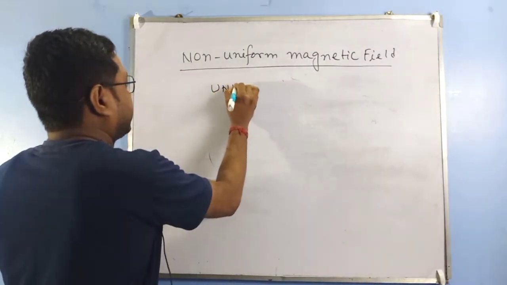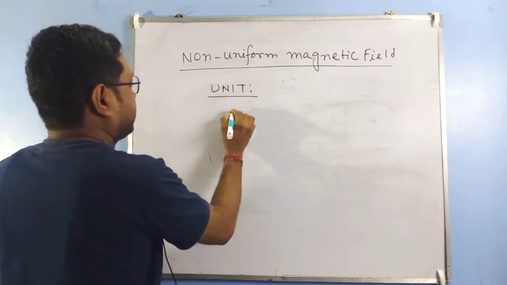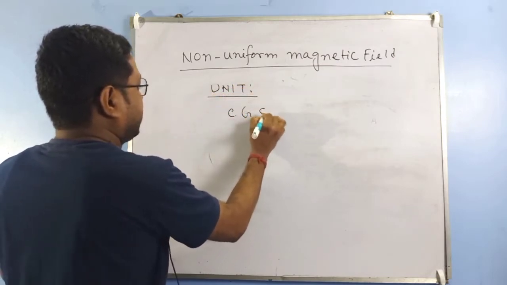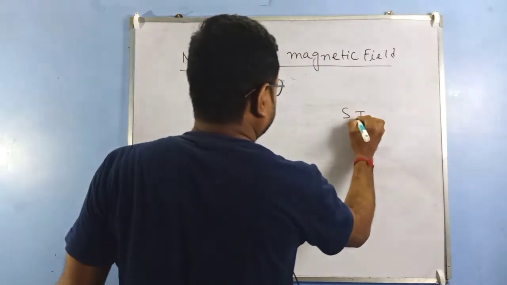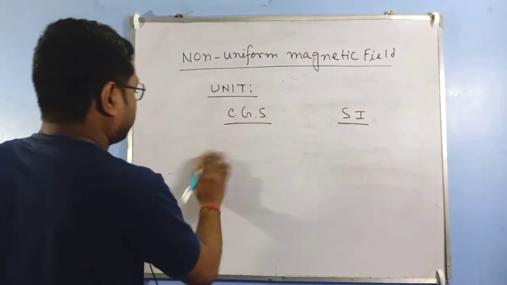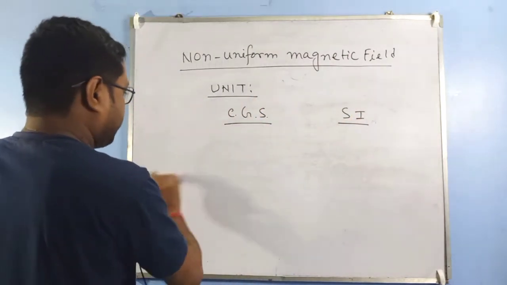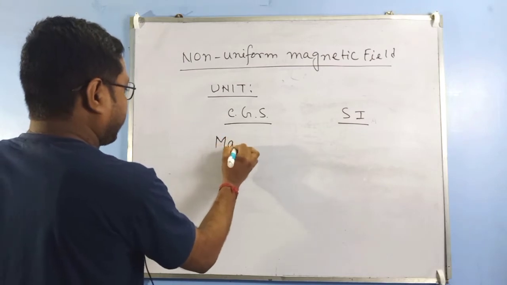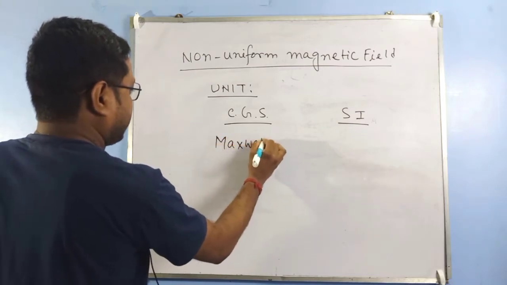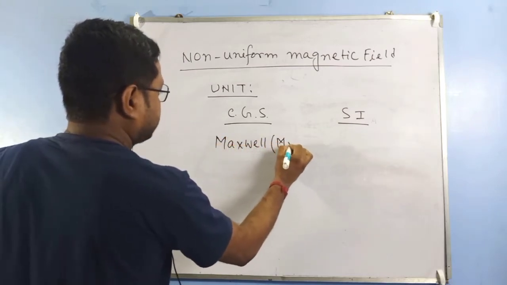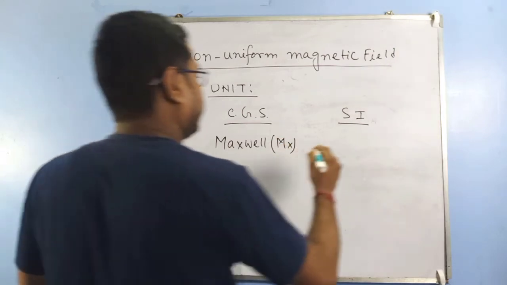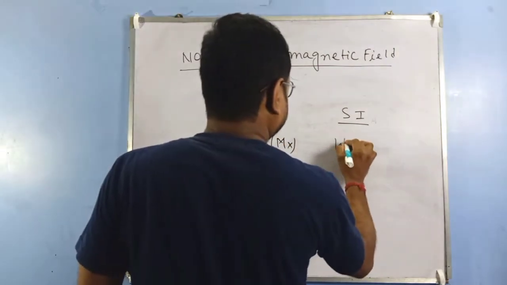Unit: CGS and SI. The CGS unit of magnetic flux is Maxwell, in short written as Mx, and the SI unit is Weber.